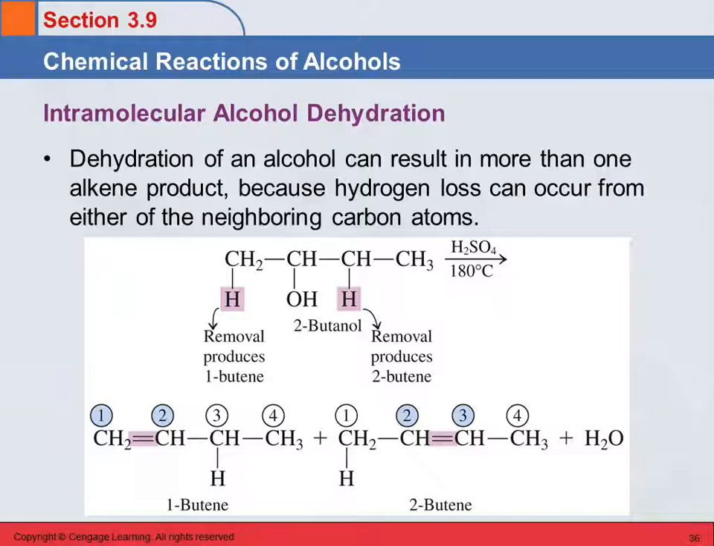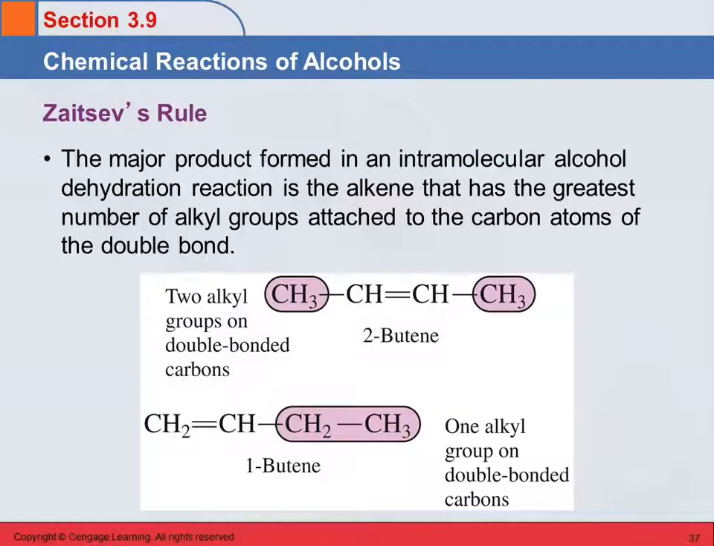Usually, it does not form these things in equal amounts. It's not going to be 50-50. And so we've got another rule. We talked about Markovnikov's rule for addition reactions, and then we have Zaitsev's rule for elimination reactions. So the major product is going to be the one that has the greatest number of alkyl groups attached to the carbons of the double bond. So these are the 2 products that we could get from that dehydration reaction.